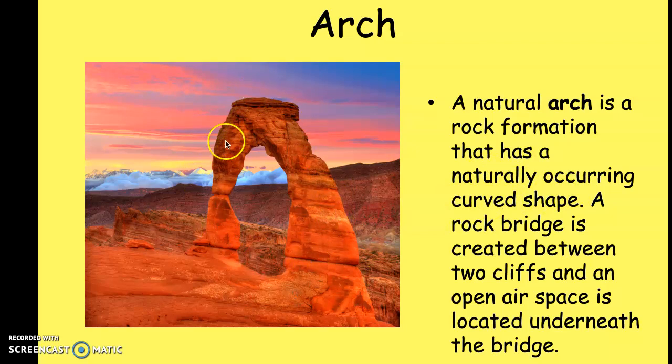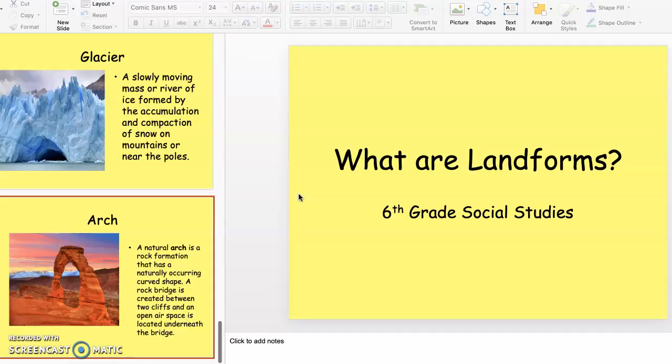Naturally curved shape. No one did this. This naturally happened. A rock bridge is created between two cliffs, with an open air space located underneath the bridge. So usually in an area with lots of cliffs, if you look in the background of the landscape, you can see these mountains are very high, and even look back here. Beautiful scenery. And that's our last one.